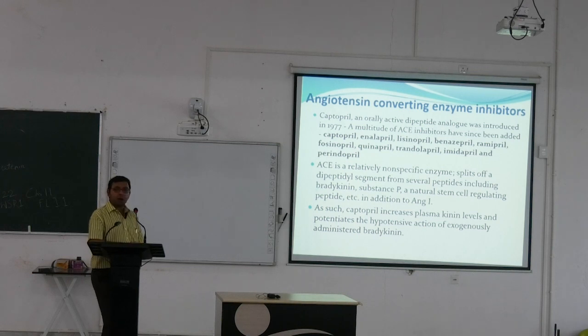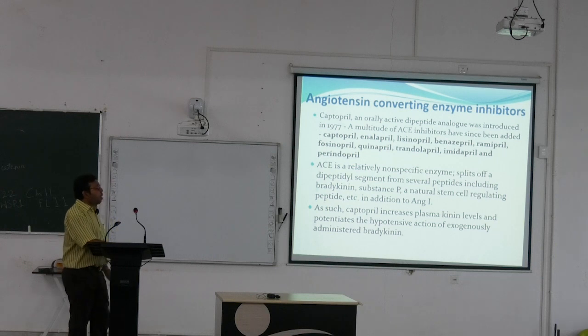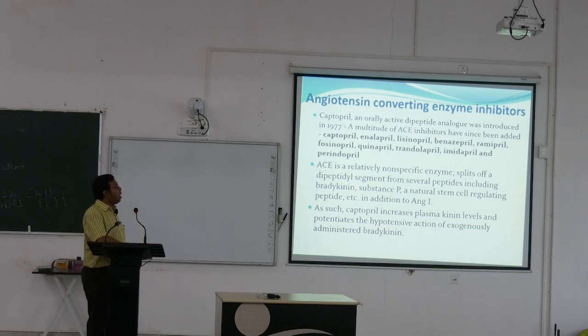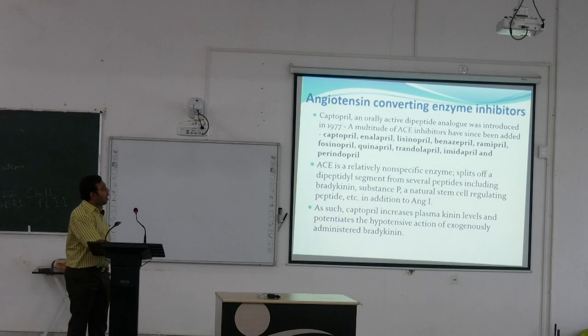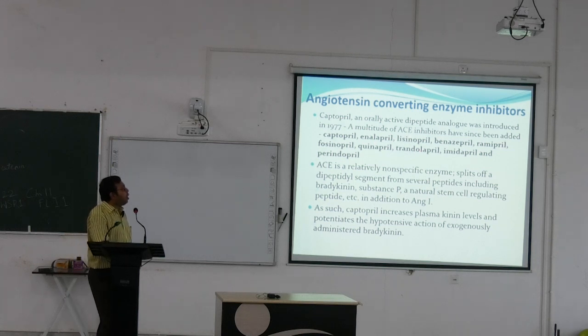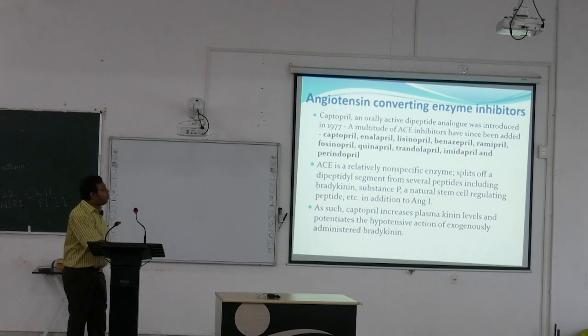This is a very important group of drugs, used off and on in the management of different cardiovascular diseases, most commonly hypertension, as you will see. Captopril is the prototype drug that was first discovered in 1977. Other examples of angiotensin converting enzyme inhibitors, or ACE inhibitors, ACEI, are captopril, enalapril, lisinopril, benazepril, ramipril, fosinopril, quinapril, imidapril, etc. Of these, remember captopril, enalapril and ramipril.